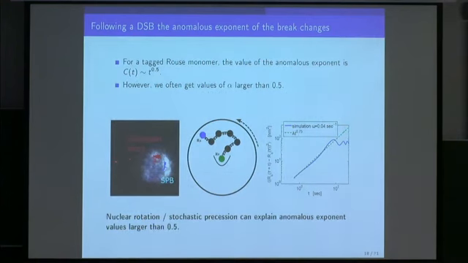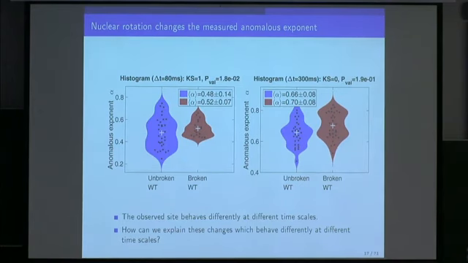What was the left and right panel? Sorry, what's the difference between the left and right panel? Right, so these are experiments where the delta t is different. Here the delta t, the time step of the microscopy experiment, was 80 milliseconds. And here it was 300 milliseconds.